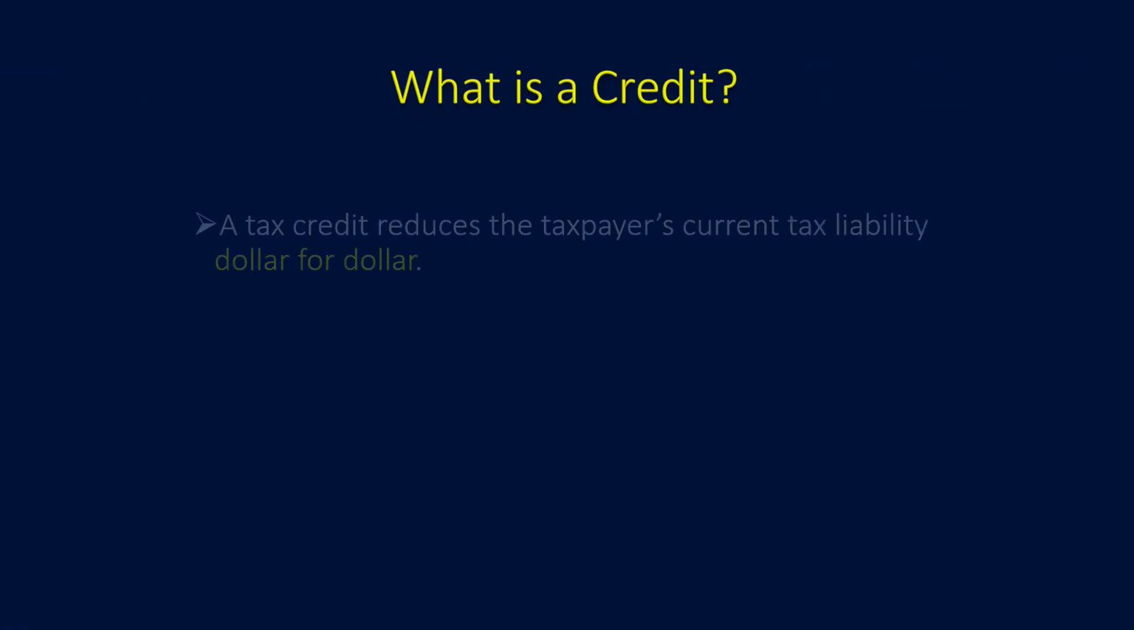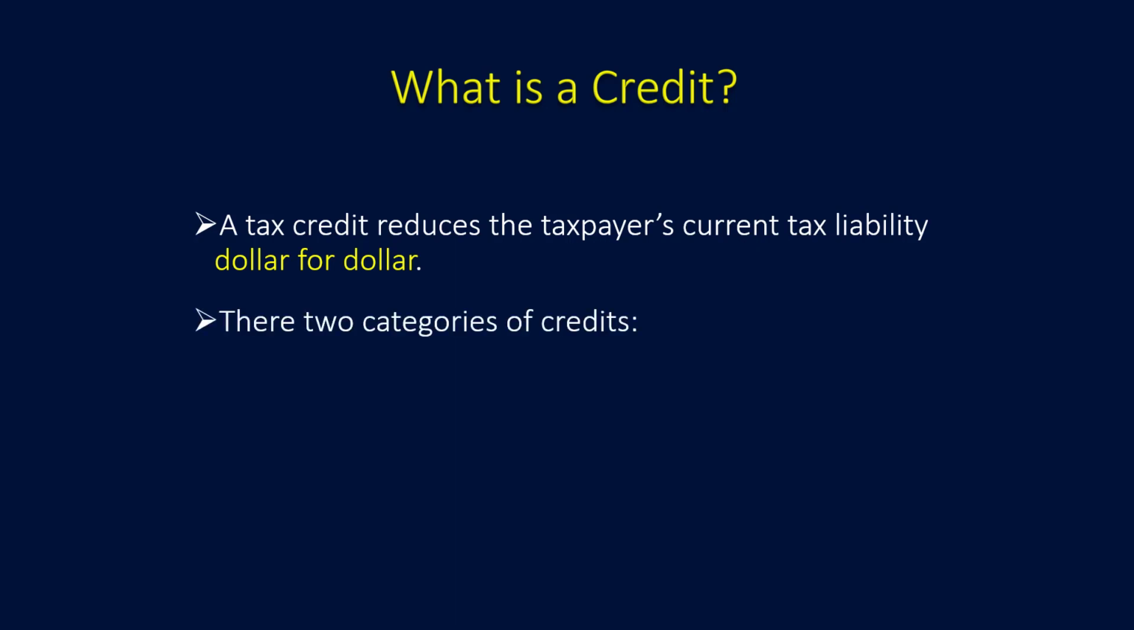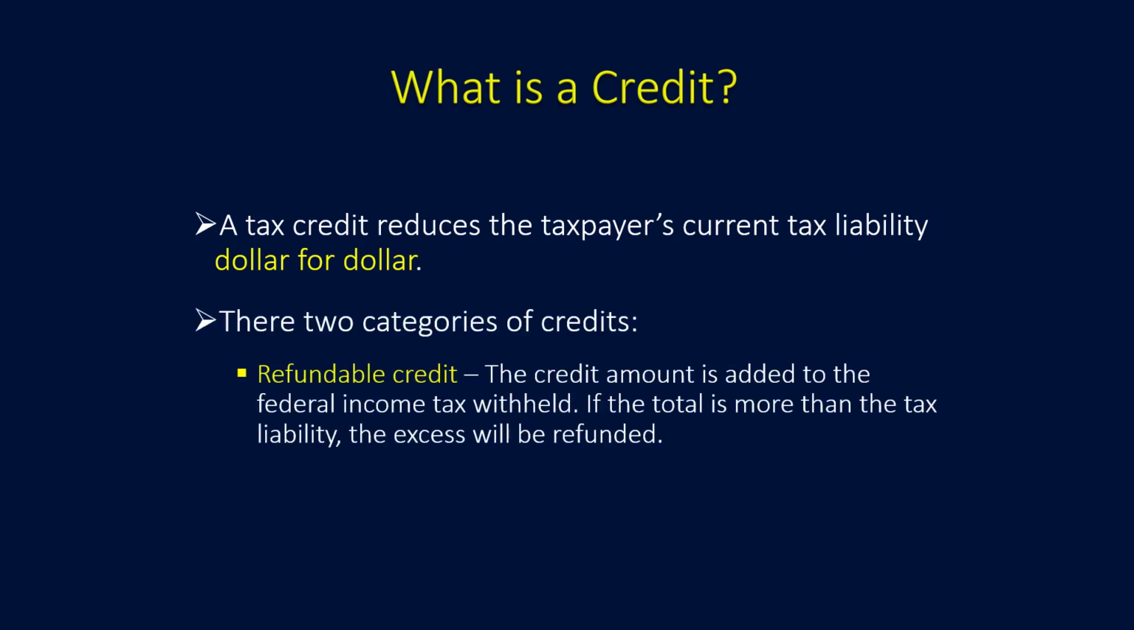So what is a credit? Well, a tax credit reduces the taxpayer's current tax liability dollar for dollar. There are two categories of credits: refundable credits, where the credit amount is added to the federal income tax withheld. If the total is more than the tax liability, then the excess will be refunded to the taxpayer.